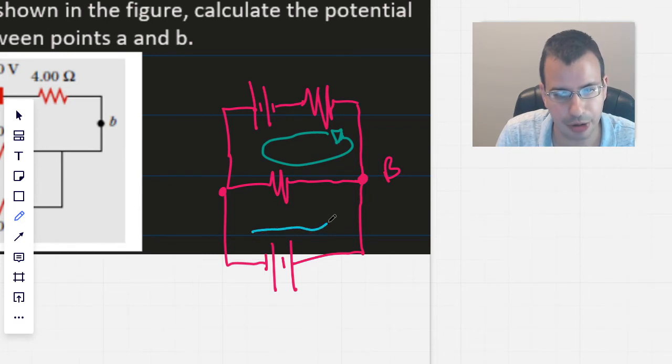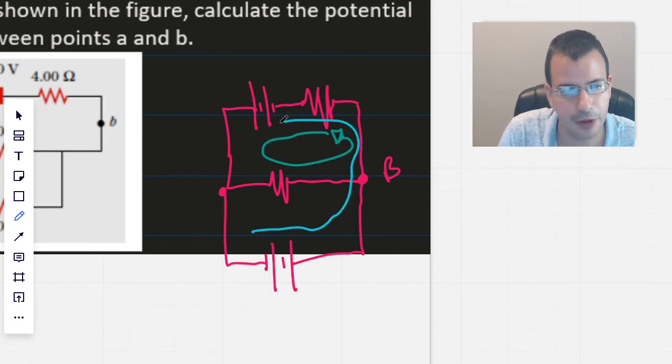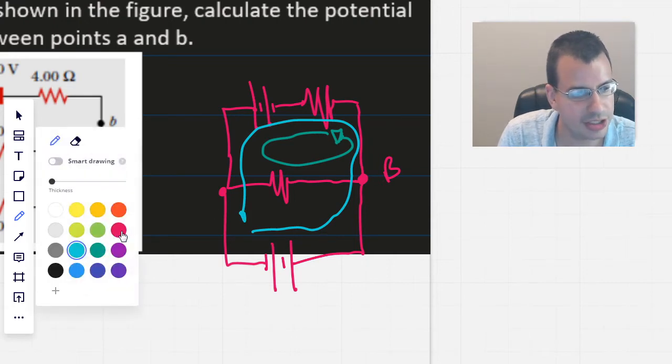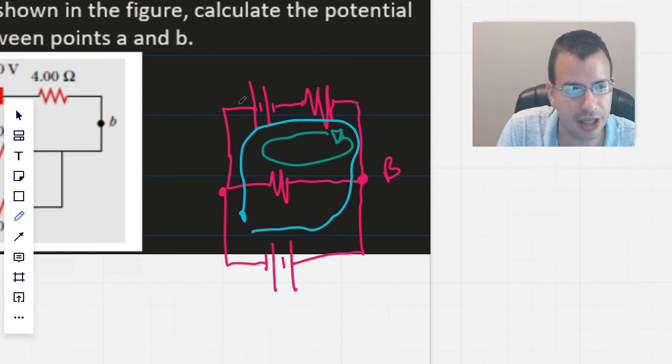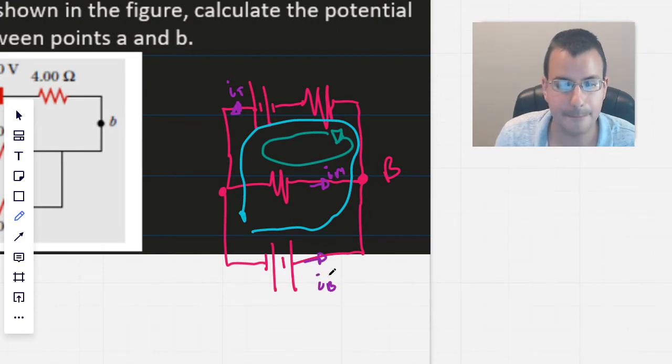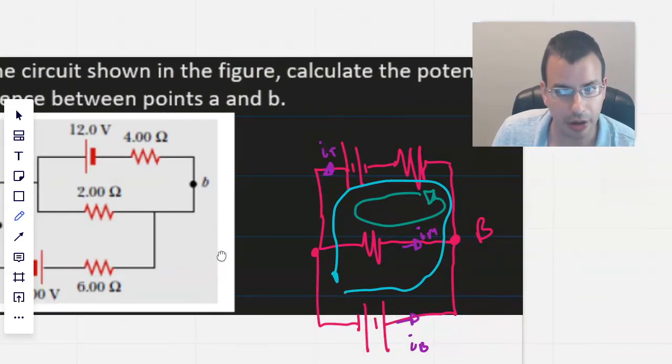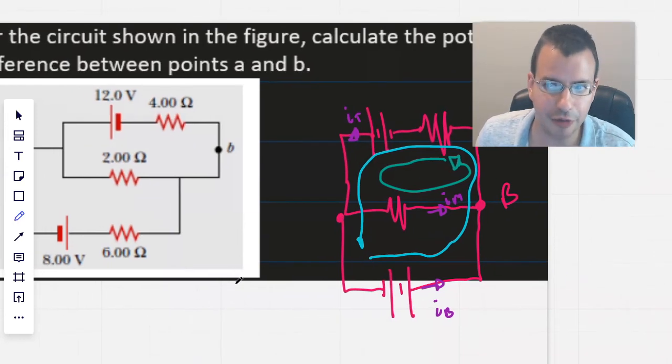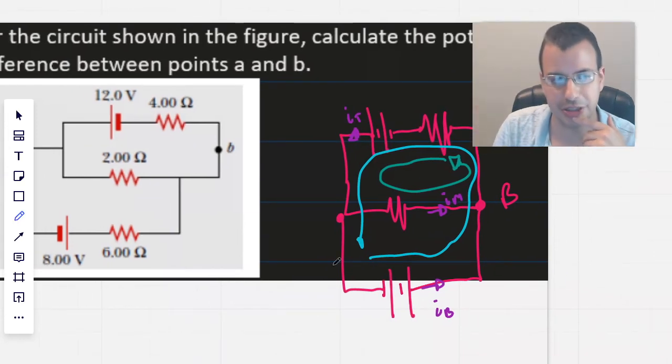So the top one will be loop 1. This will be loop 2. And I need a more contrasting color, purple. I'm going to say that current goes this way. This will be I, I'm going to call it T for top. Current will go this way, IM for middle. Current goes this way for I bottom. And I could be wrong. This is just a guess. If I get a negative value for one of the currents, I just flip its direction.